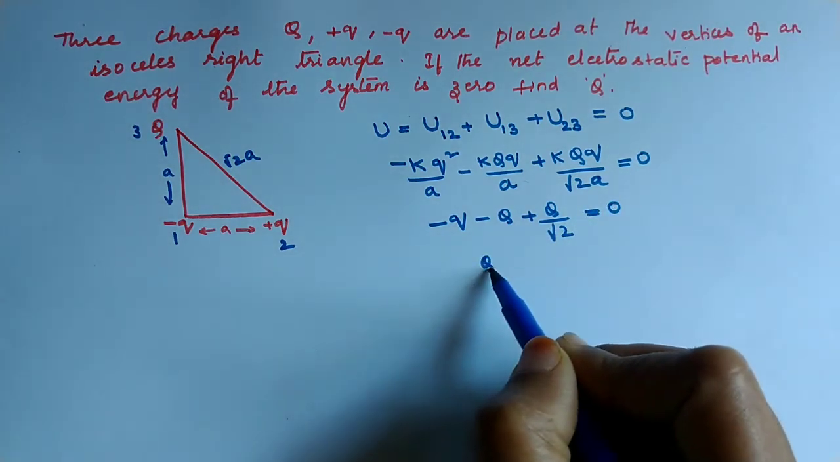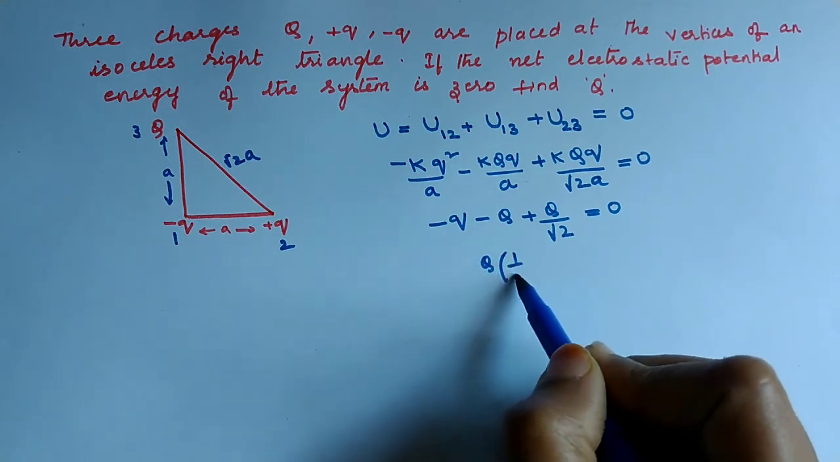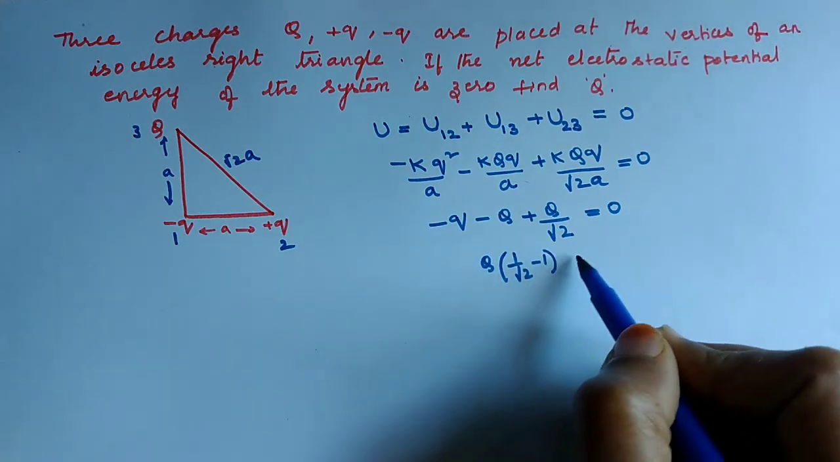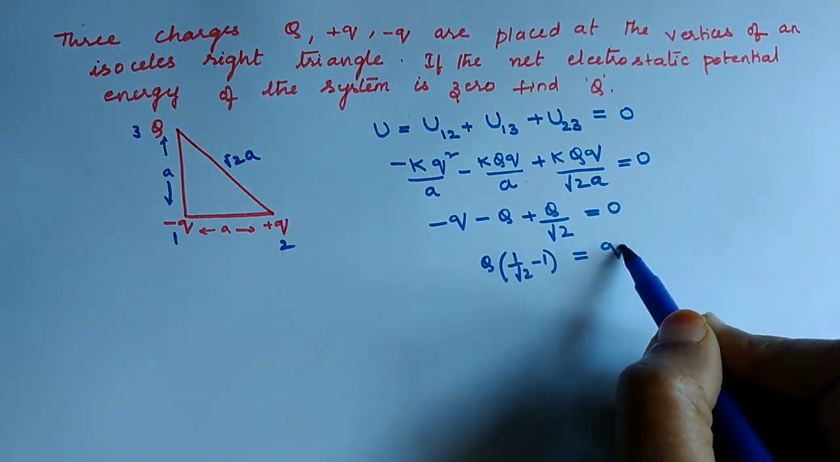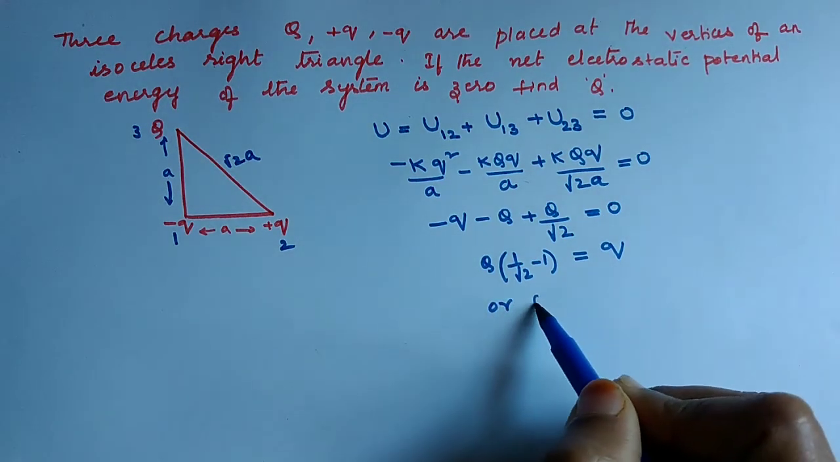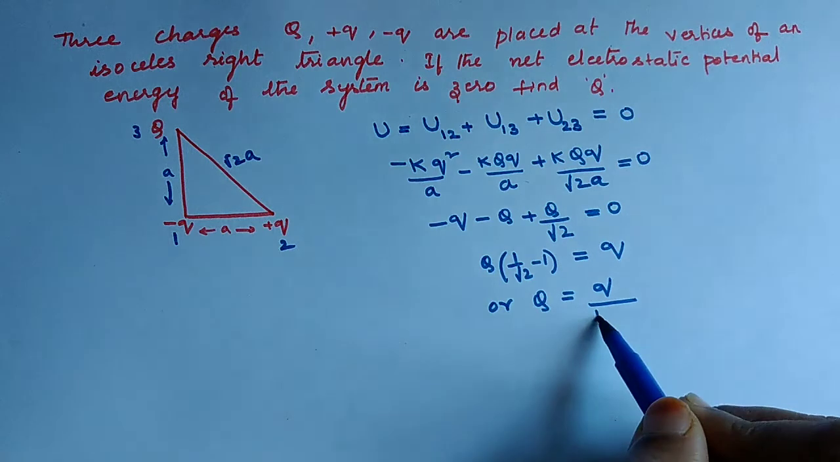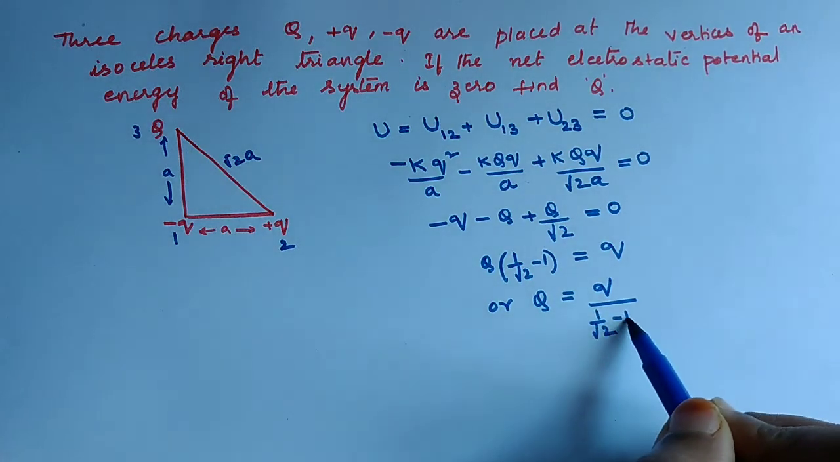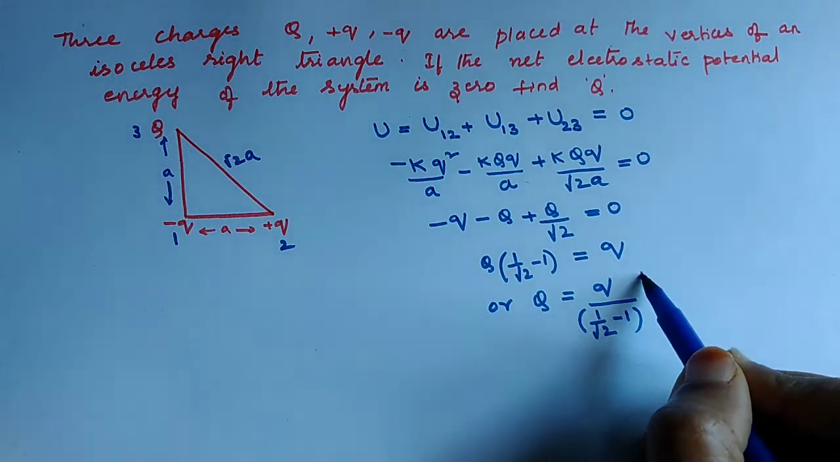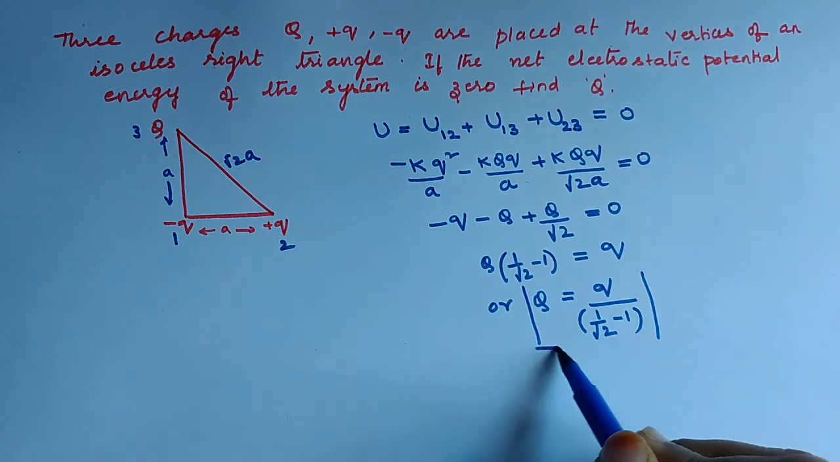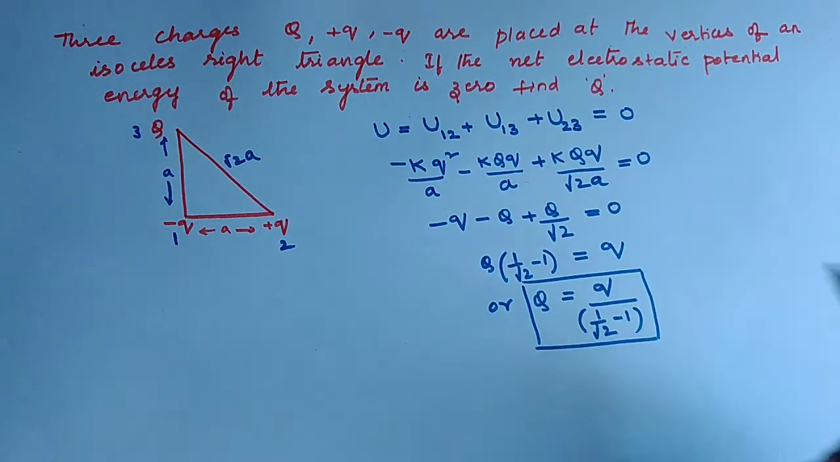Implies capital Q into (1 by root 2 minus 1) is equal to small q, or capital Q is equal to small q by (1 by root 2 minus 1). Okay, so this would be the value of capital Q in terms of small q.